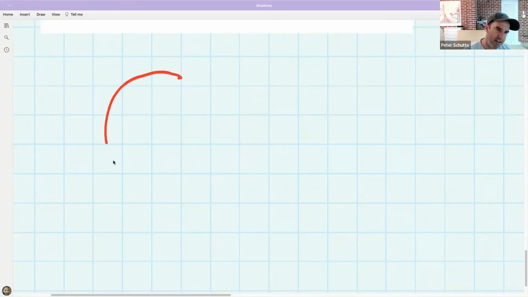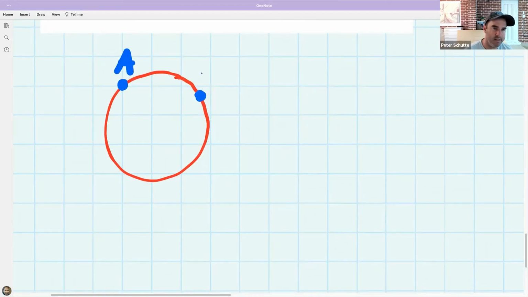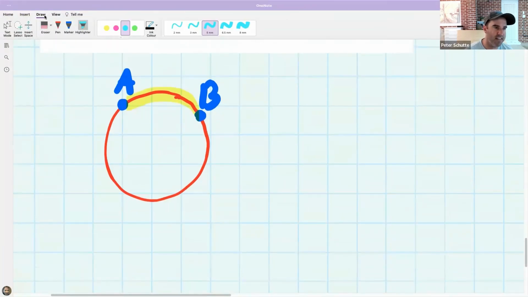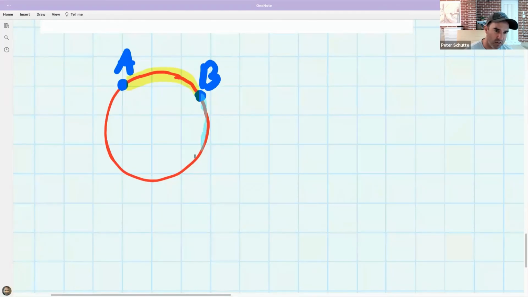Just to explain minor and major arc. Say that I have 2 points, A and B. If you think about going along here, this is the minor arc, so the yellow one is the minor arc, and then the major arc is going to be the green one. So I hope that helps a little bit.